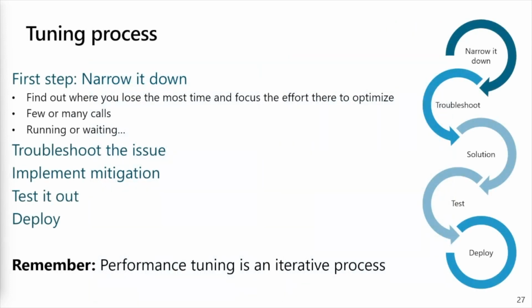Please also keep in mind the tuning process is an iterative process. In the first step, you focus on the first visible bottleneck, narrow it down by finding out where you lose the most time, and focus the effort there to optimize. Troubleshoot the issue, implement a mitigation, test it out in isolation, deploy, and test it during the test run. Once this problem is solved, then focus on the next bottleneck.